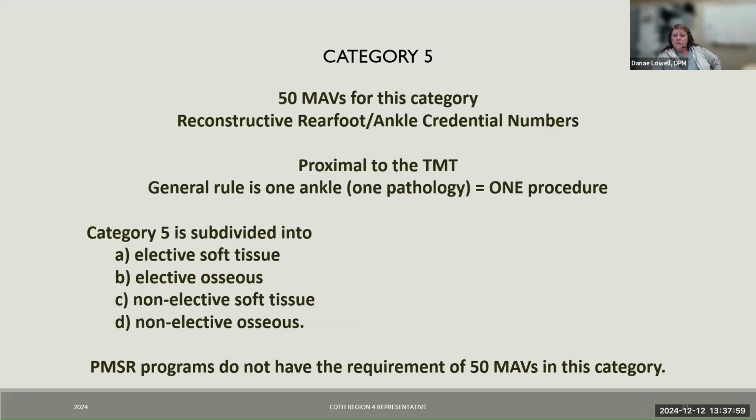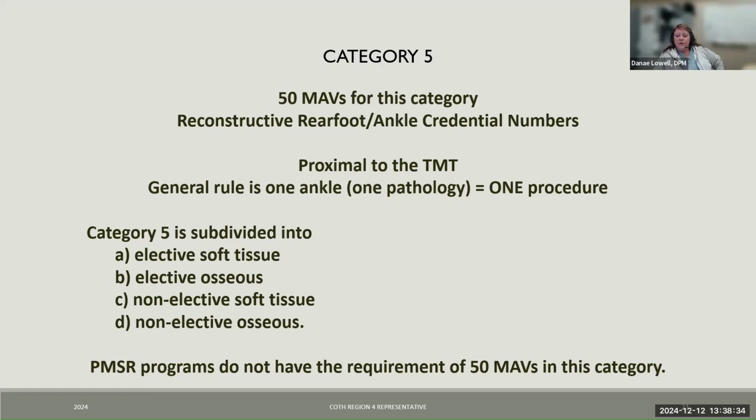Category 5 encompasses those procedures performed on the midfoot and rear foot proximal to the TMT. The MAVs for this category is 50 for RRA programs. The general rule is the work you perform to correct one pathology equals one procedure logged, and keep in mind that logging MAVs in PRR does not follow how a provider might bill for a procedure. Even if you could bill multiple procedures for a case, logging is different. With exception, an ankle is an ankle.